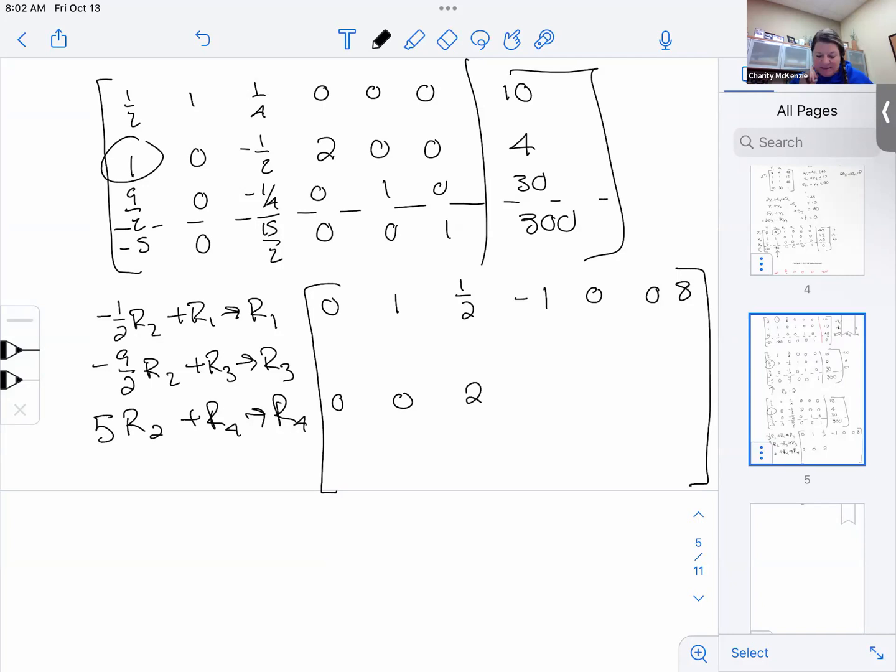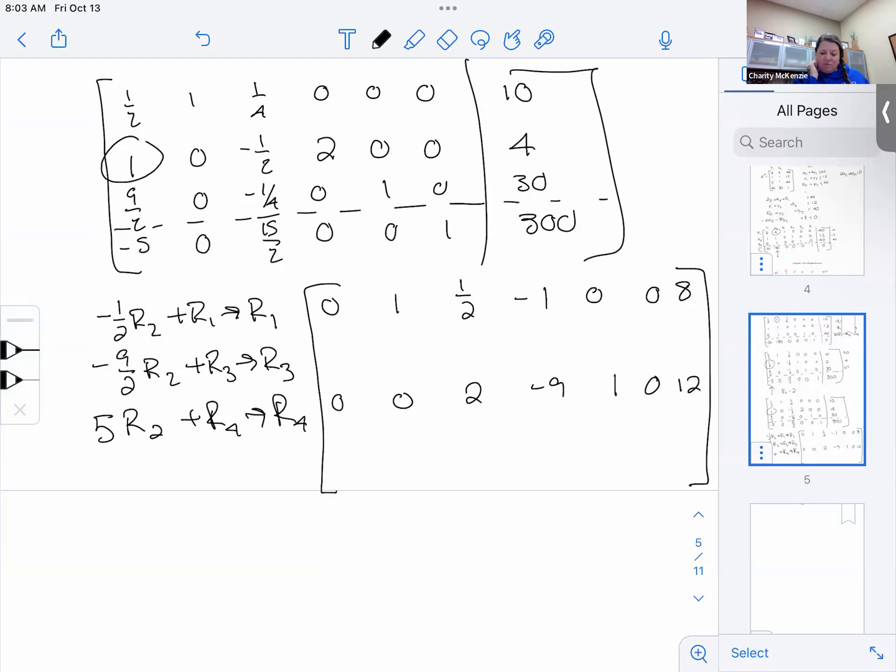Okay, and then the next one is 2. So 2 times negative 9 plus 0 is negative 9. 0 times the fraction is 0 plus 1. 0 and 0 make 0. And then 4 times negative 9/2 is negative 18 plus 30 is 12.